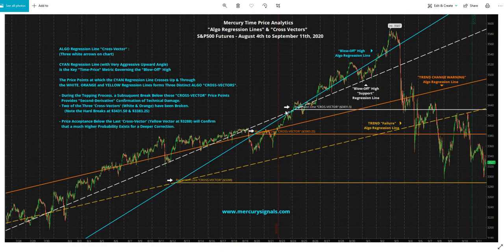Here you have the vector at the intersection of the white and the cyan, or blue if you wish, regression line. That was at 34.31. Now you saw what happened when that broke. And then it slingshotted back and it broke hard again. Then we have the second cross vector at 33.83. Powerful move below, back above, it holds, and then it crashes through. So you get this wild behavior. They're very, very binary on both sides of the cross vectors.